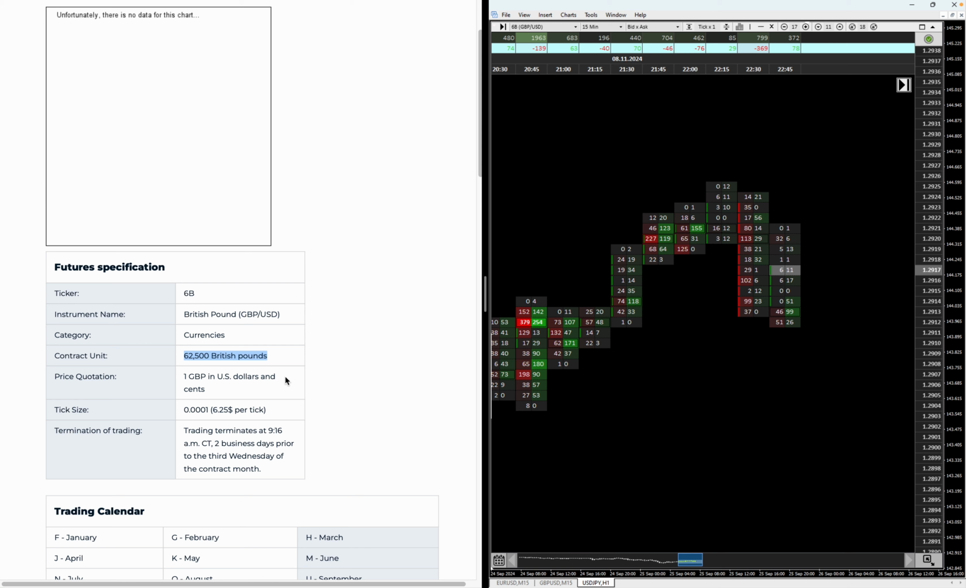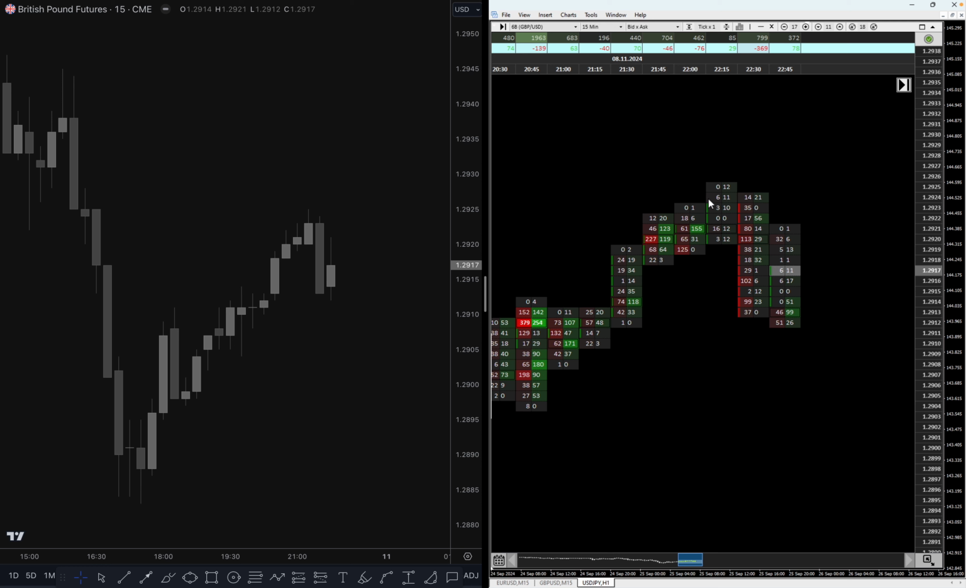62,500 British pounds. So when you see 6 on the bid, that is 6 times the number of contracts, and that's how much was actually being sold at that price level. And the 11 represents 11 times 62,500, and that is the amount that was bought at that price level.